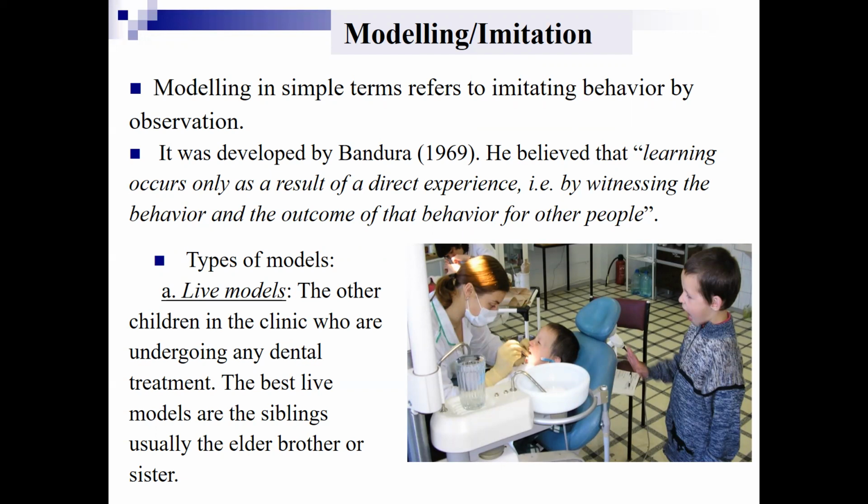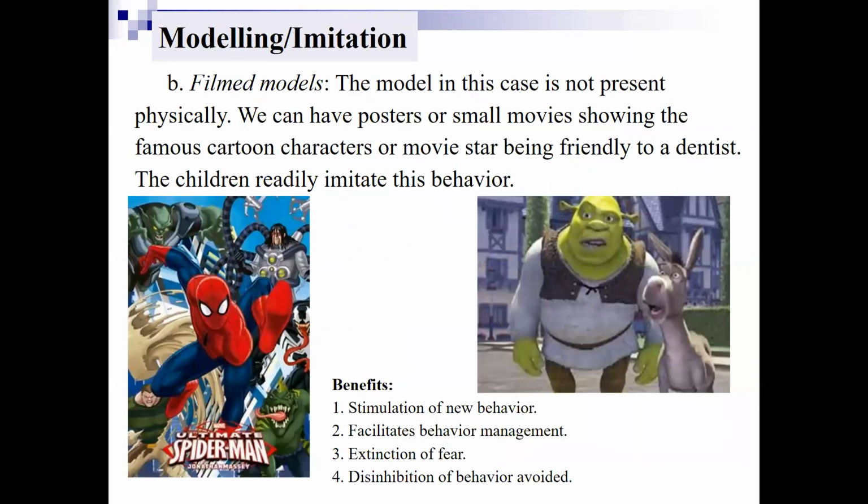Types of models can be live models and filmed models. Live models are the children in the clinic who are undergoing dental treatment. The best live models are the siblings, usually an elder brother or sister. Of course, for best effect, models should be the same age, and the model should exhibit appropriate behavior and be praised. But as I told, there can be filmed models.